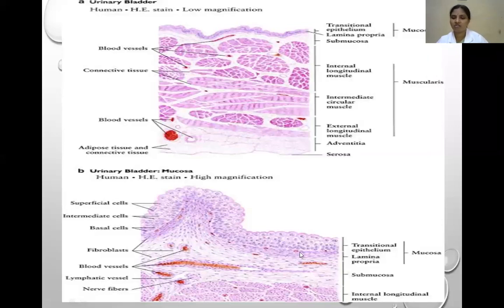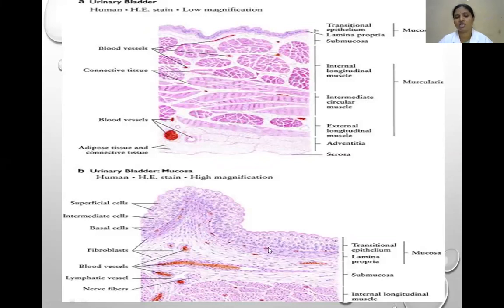Why is it named transitional epithelium? Because this is the only epithelium that can change its shape during distension of the bladder. So urothelium can change its shape according to the distension. It varies the size of the epithelium. In case of distension, the size is decreased but not the layers.